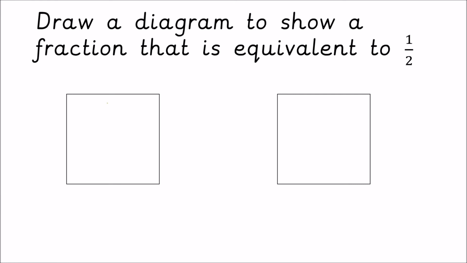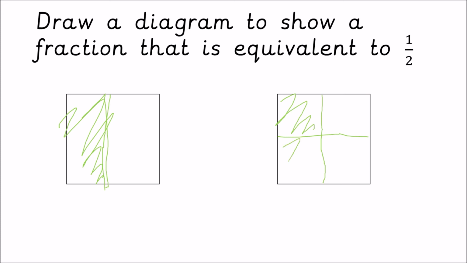So I might split it down the middle. That's a really wonky one, but anyway. So there's my half. And if I were to split it in half and then split it in half again, I'd find quarters. And to take up the same amount of space, I would need to shade 2 of the quarters. So I've got 2 quarters is equivalent to 1/2.